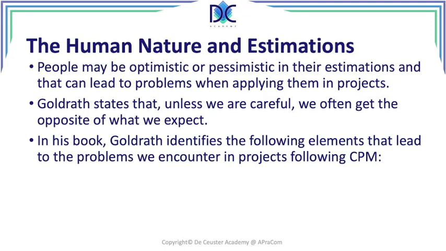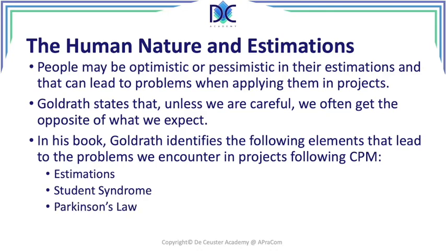In the book Critical Chain Project Management, Goldratt identifies a number of problems that lead to the issues that we have in the classical critical path method. The first is about estimations. How do we estimate? What is our human nature related to estimation? We have the student syndrome. We're talking to students, and students know this, but we will go deeper into this.